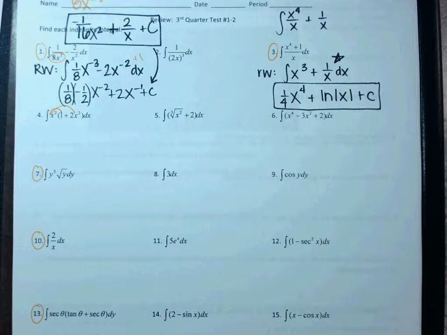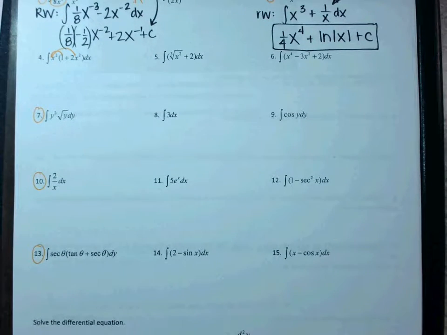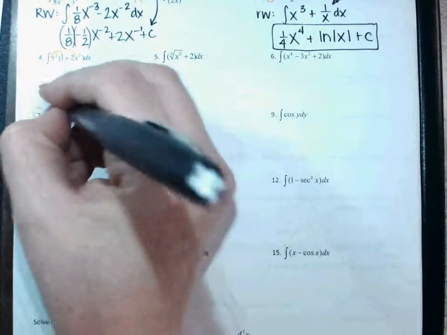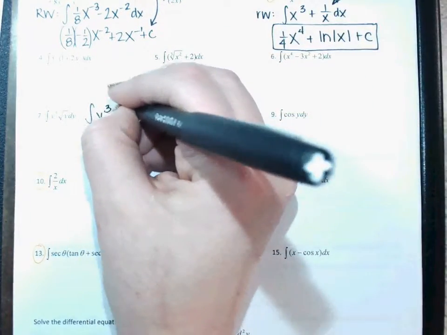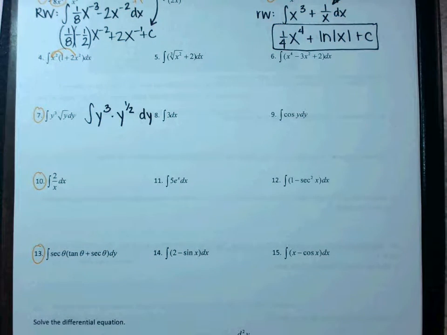Okay, and let's go to number 7. What is the square root of y the same as? Y to the what? To the 1/2. Okay, good. So I have the integral of y to the 3 times y to the 1/2. We have to put those y's to have the same base. So think back to algebra 1. What do you do with exponents when you're multiplying their bases?